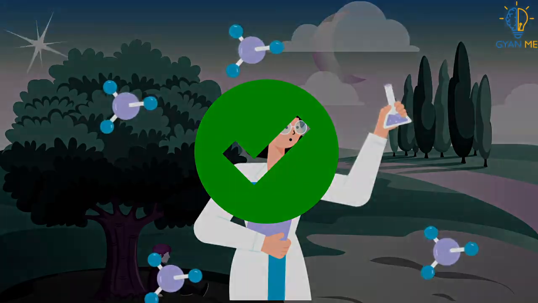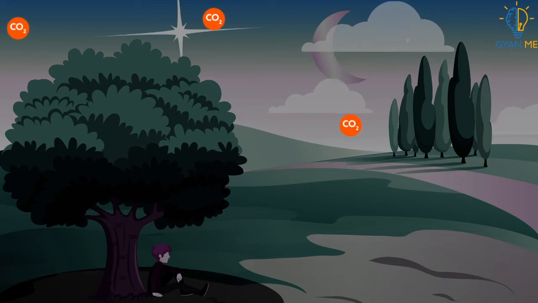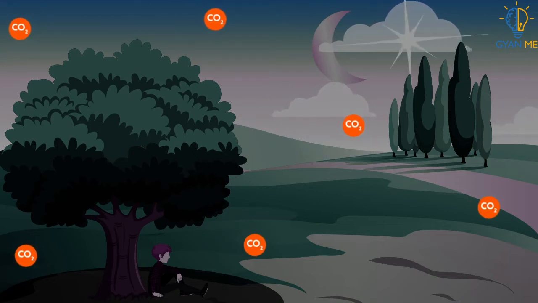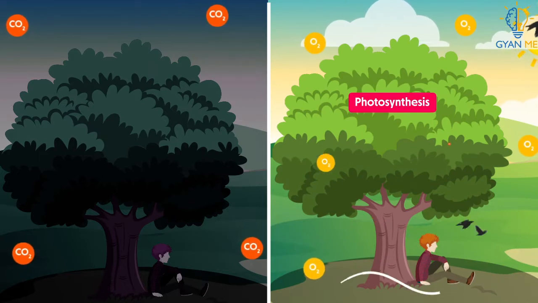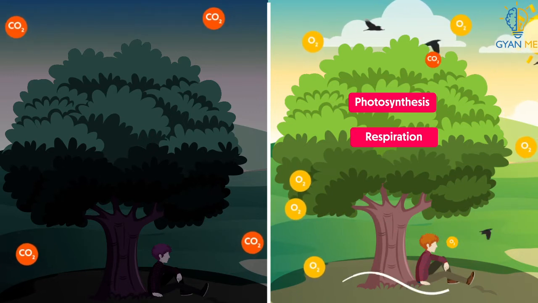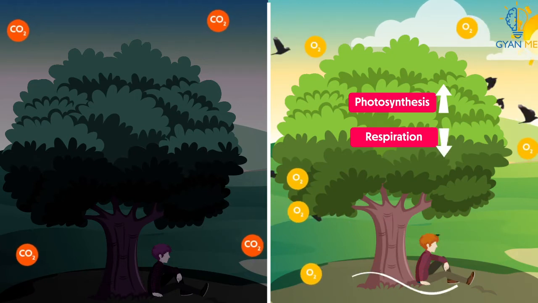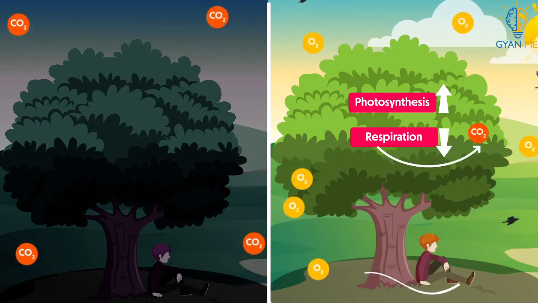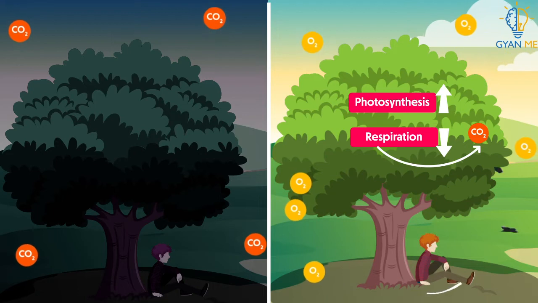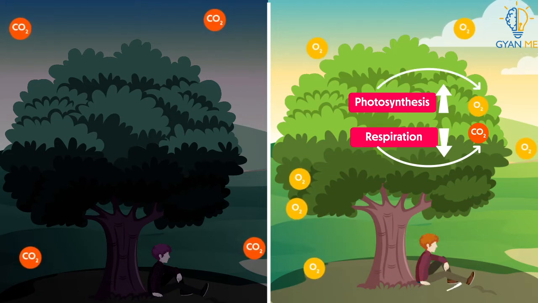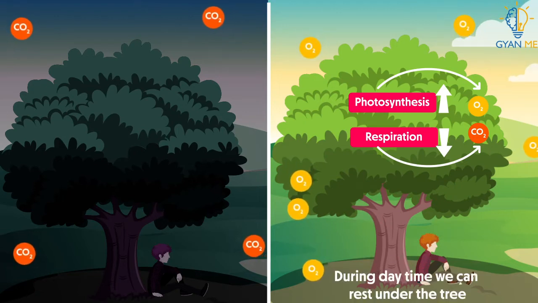The reason behind this advice is that plants give out only carbon dioxide during night. Let us see why this happens. During daytime, plants perform two processes together, that is photosynthesis and respiration. But the rate of photosynthesis is very high as compared to rate of respiration during day. Thus, the carbon dioxide produced during respiration is used up in photosynthesis, and oxygen produced during photosynthesis is given out. And so during daytime we can rest under the tree.